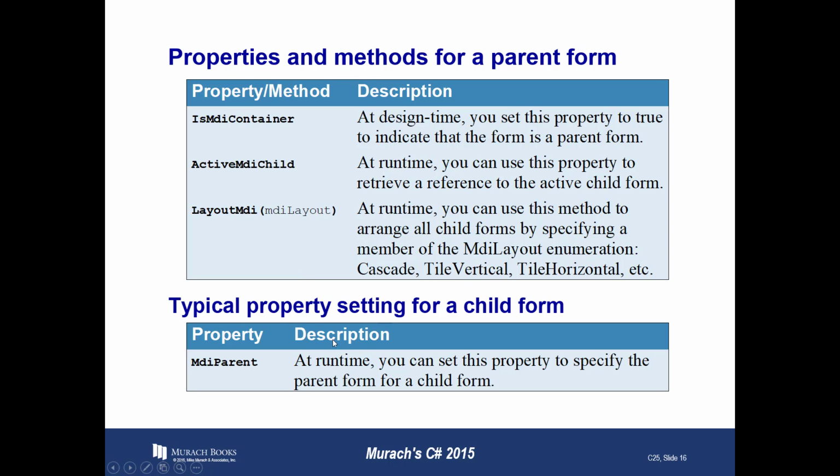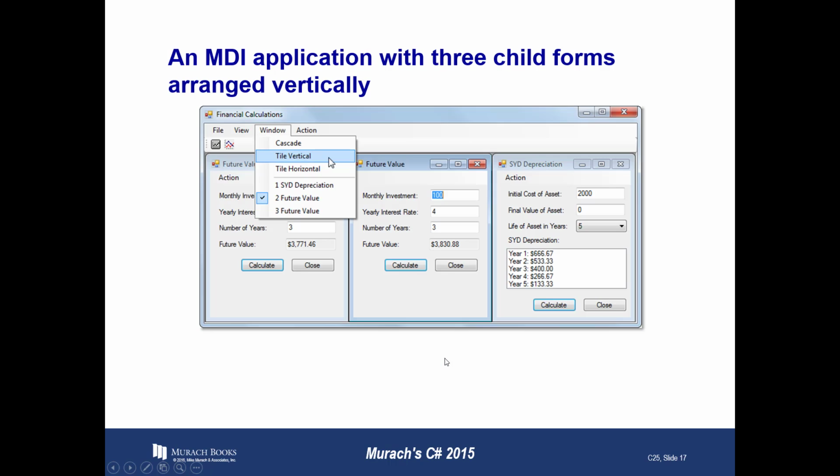Notice there's an MDI parent property, which, as it says, typically for a child form, you can set to specify whether it's a parent or a child. It is also not beyond the realm of possibility that a form could be both a parent and a child. So if we had another form that went off of, let's just say, future value, did something special, then future value would be a child of the main form and a parent to whatever would come after it.